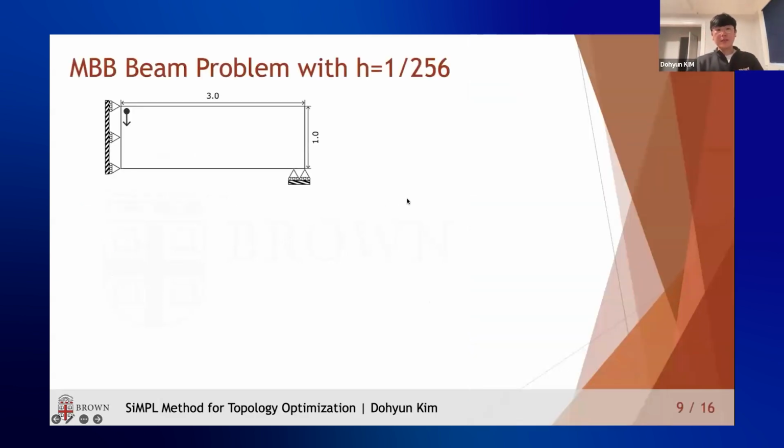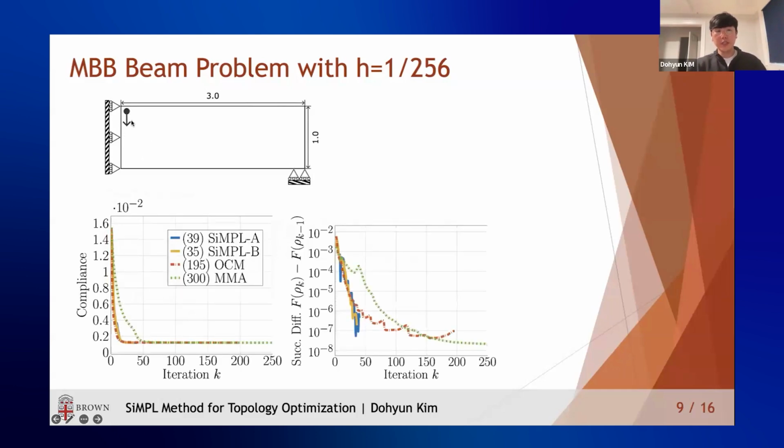So the first example is the MBB problem, a beam problem. We use h equal to 1/256. Here on the left, we have a mirror boundary condition, so we do not allow the displacement in this direction or this direction. And on the right, we have a roller support. We push at the center line here, and the structure tries to resist this input force.